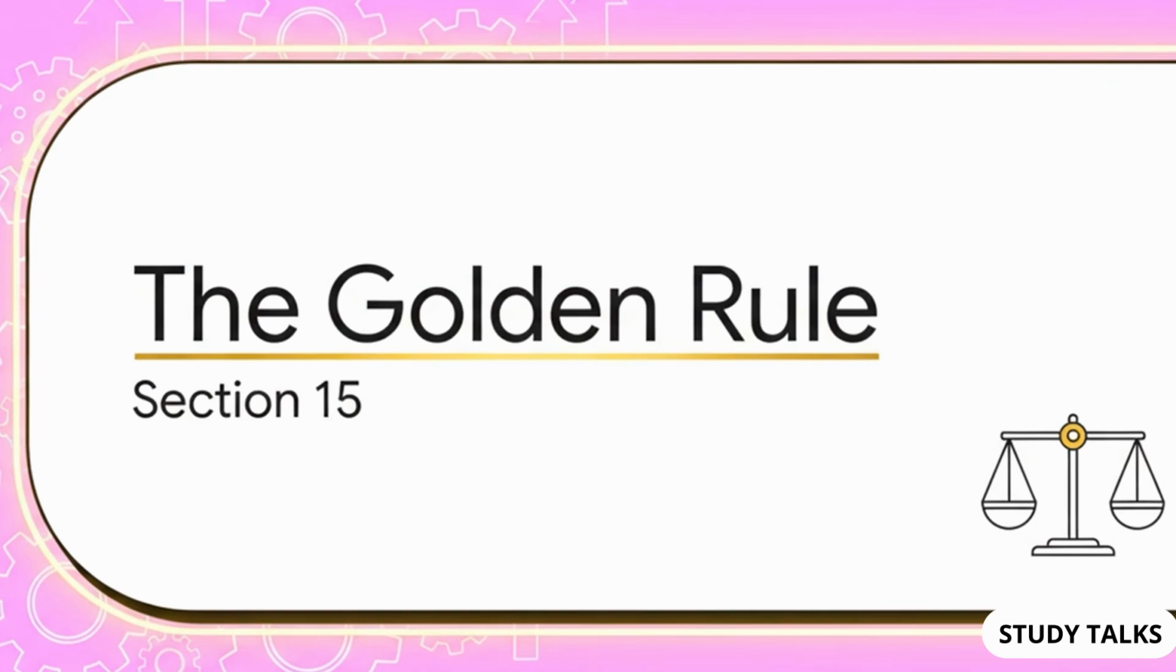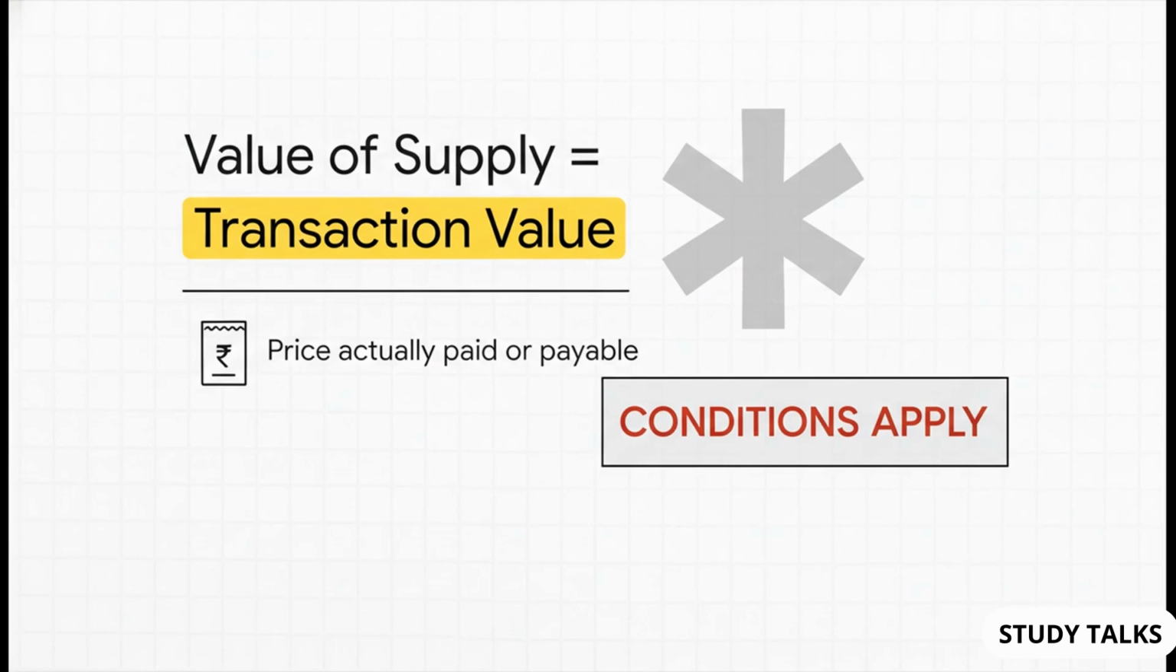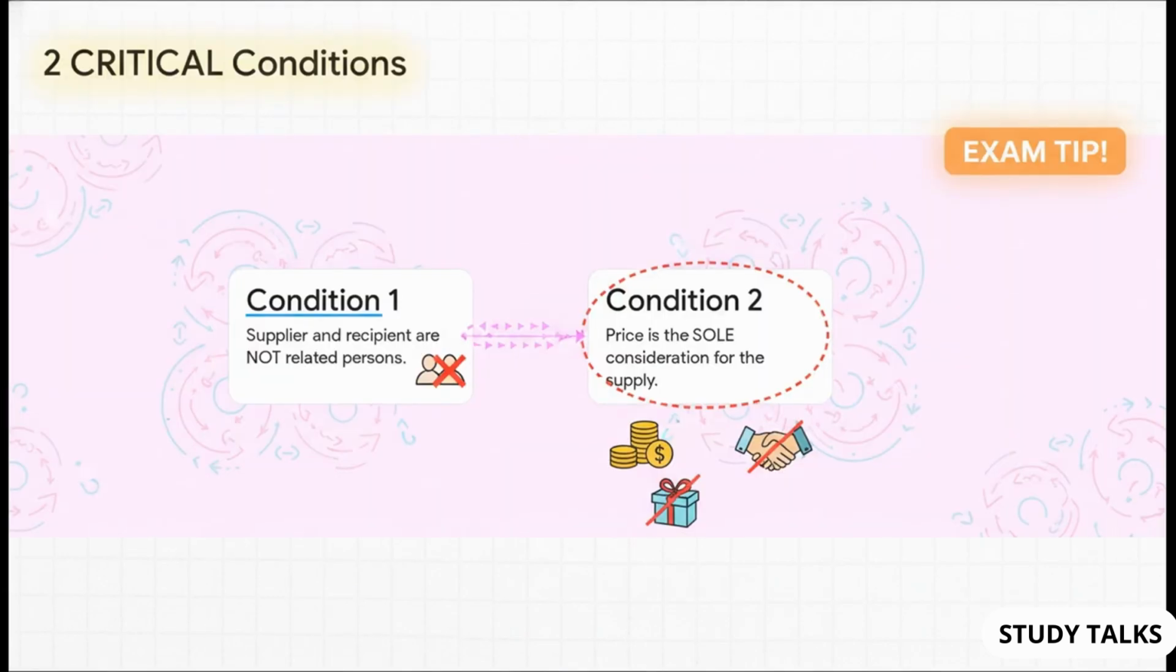All right, with all those definitions under our belts, we are ready. It's time to tackle the master section, the absolute core of this entire chapter, Section 15. This is the golden rule. So Section 15, subsection 1, starts off simple. It says the value of any supply is going to be the transaction value. Now, transaction value is just the price that was actually paid or is payable for that supply. Basically, it's the invoice price. But, and this is a really, really big but, you can only use that invoice price if 2 very important conditions are met. You have to check these 2 things in every single question.